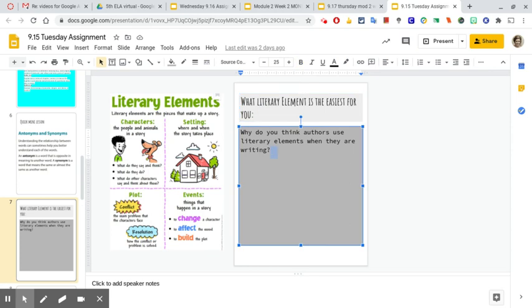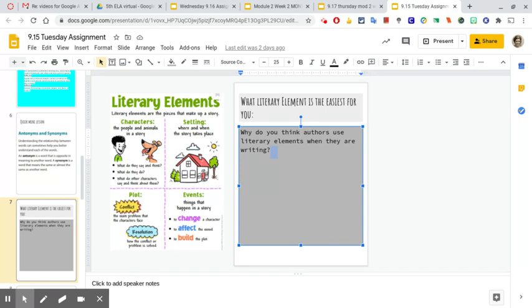The literary elements, like we've seen before, are characters, setting, plot, and events. The characters are people, animals, something in the story. I read a book the other day where the main character was an alien. The setting is where the story takes place.